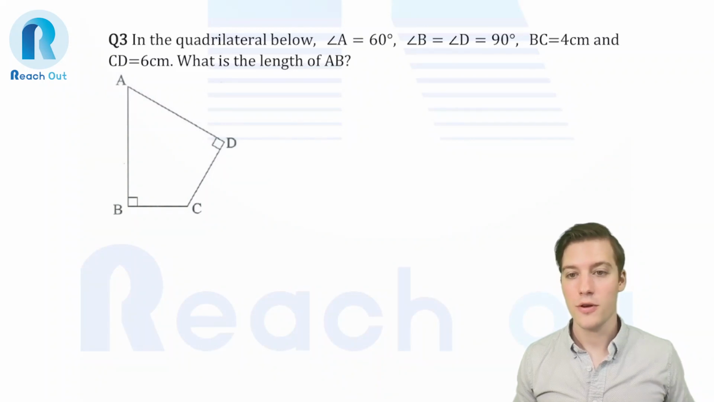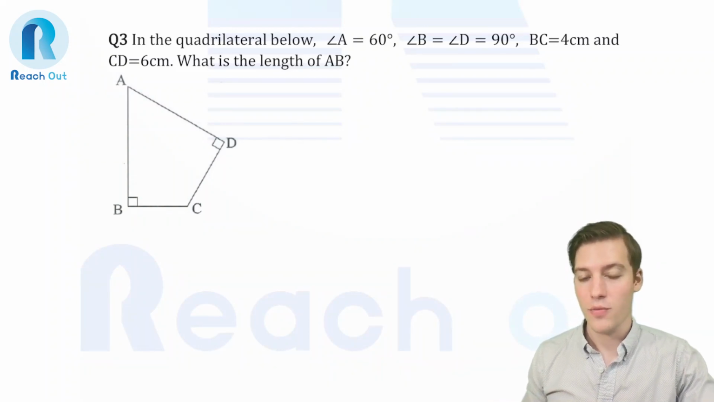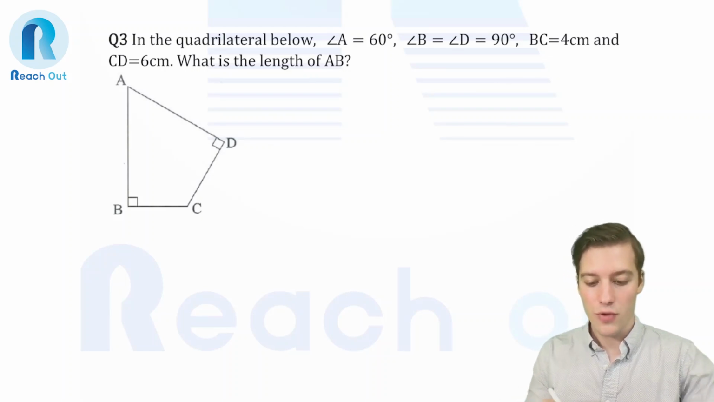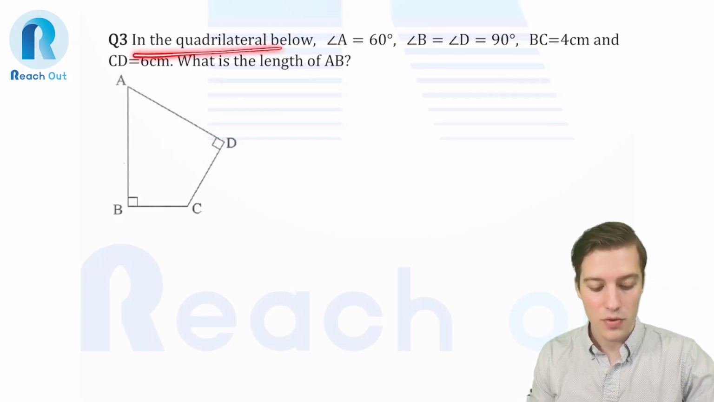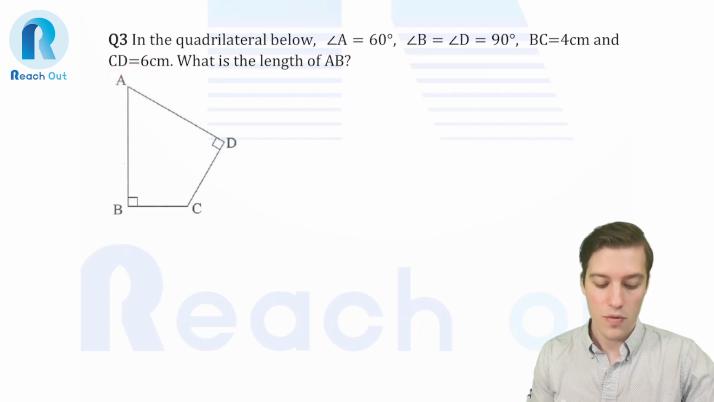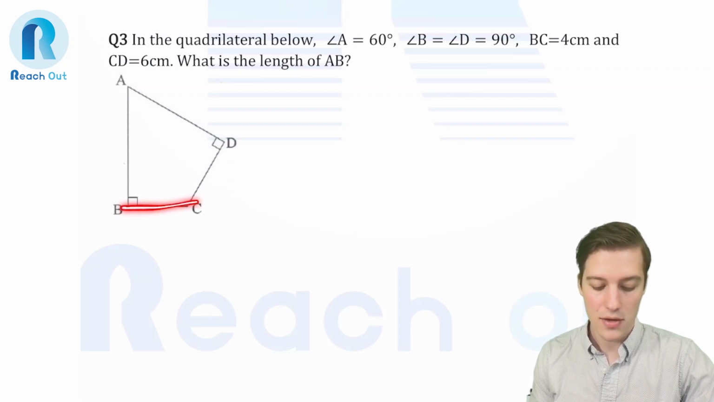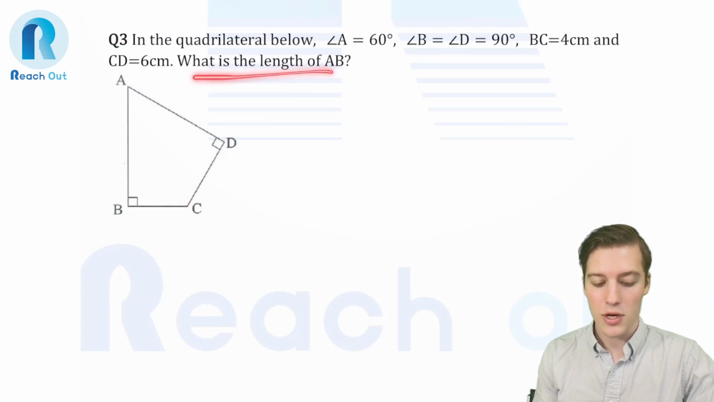For this week, I thought I'd be sharing a grade 6 Singapore Math Olympiad question from one of our courses. The question reads: in the quadrilateral below, angle A is equal to 60 degrees, angle B is equal to angle D, which is 90 degrees, BC, the length, is equal to 4, and CD is equal to 6. And then the question is, what is the length of AB?